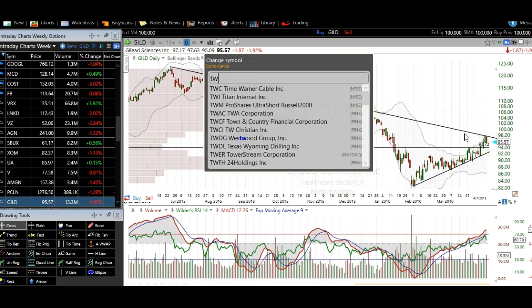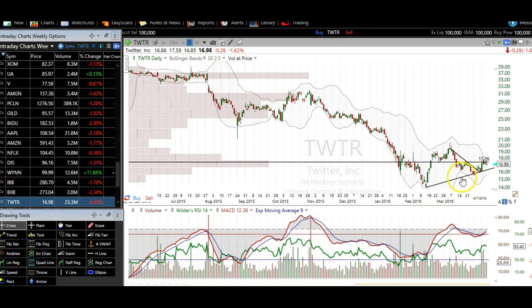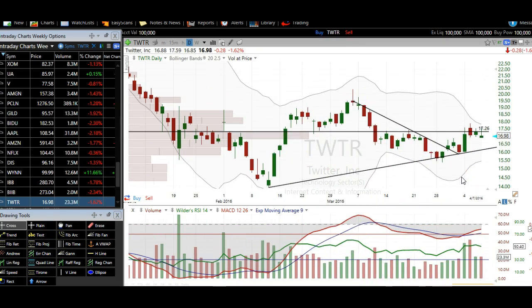Next, I'm going to be covering Twitter. All right, so Twitter, as I've mentioned before, we had a break over this downtrend line, came back, retested it, and came back and retested this uptrend line. Nice looking candle combination right here with some nice volume as well.